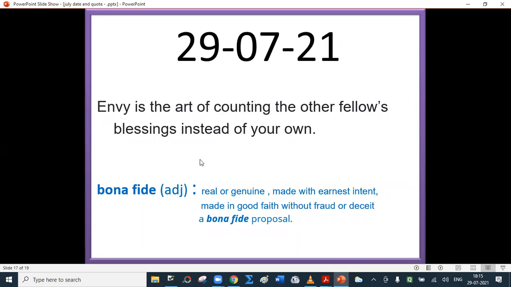Today's word, you must have used many times, as in bona fide certificate. Bona fide: real or genuine, made with honest intent, made in good faith without fraud or deceit. A bona fide proposal.